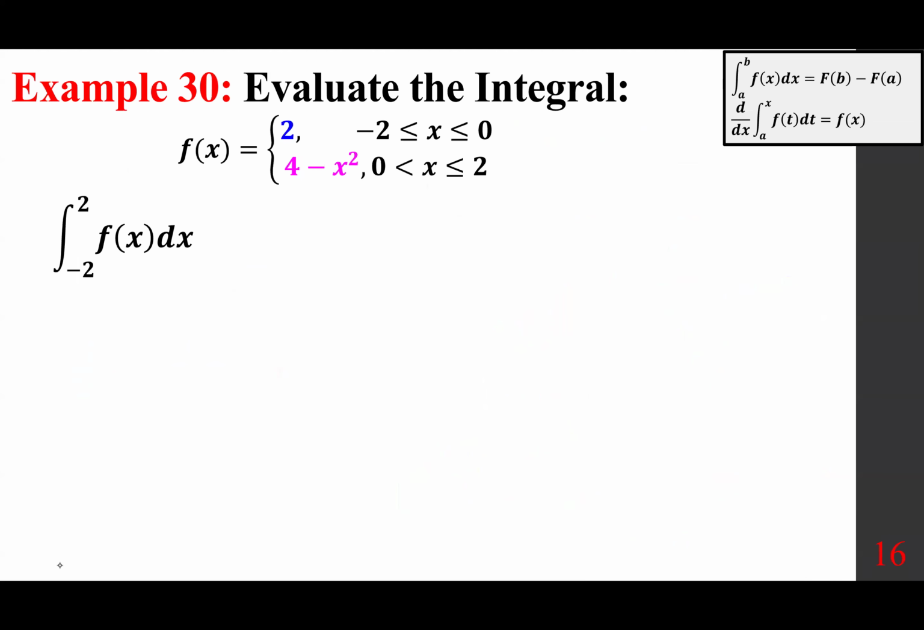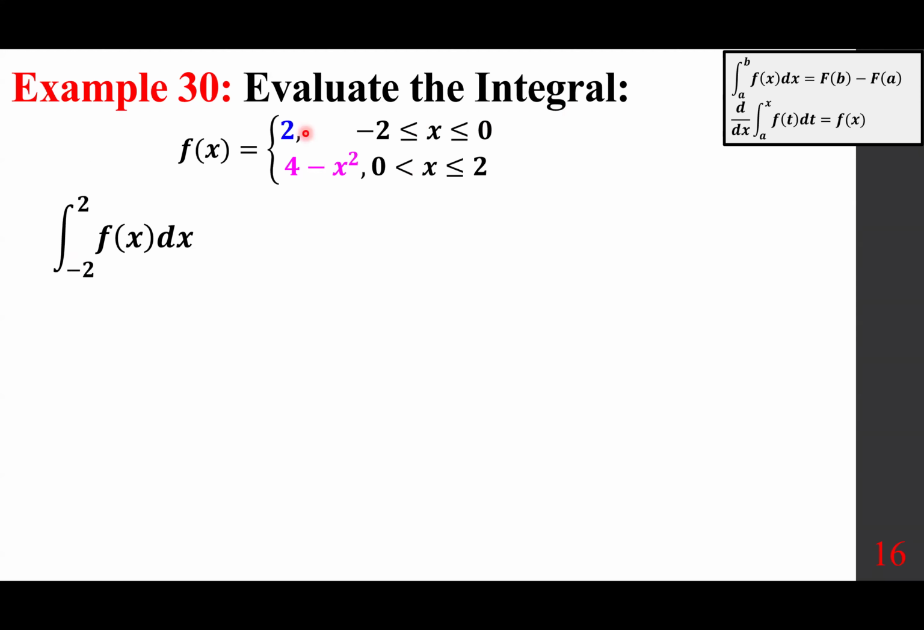Evaluate the integral of a piecewise defined function, the integral from -2 to 2, where f of x is defined as 2 between -2 and 0, and 4 minus x squared when x is between 0 and 2. And so from -2 to 2, even if they had mentioned from negative infinity to 0 and 0 to infinity. Because this is limited from negative 2 to 2, we cut it into two pieces.